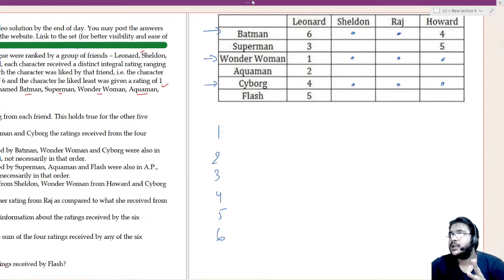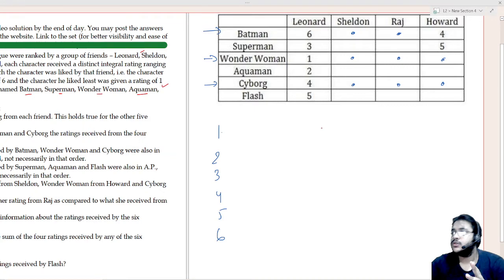Now it comes to what about these numbers. Remember there were 3 artists, Justice League members, 3 artists and 4 friends. Now how can I rate 3 members, 3 artists, with these 4 friends such that all the 3 ratings are distinct and they are in arithmetic progression? I will take help of this 1 2 3 4 5 6 structure only.